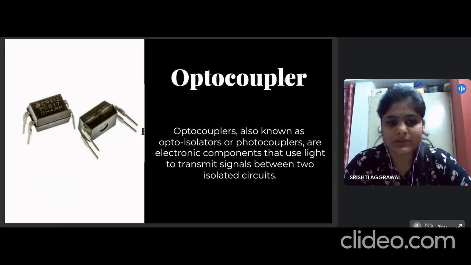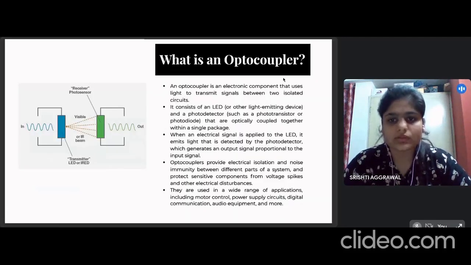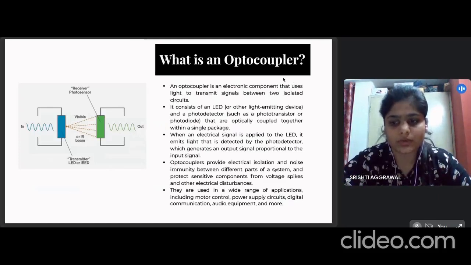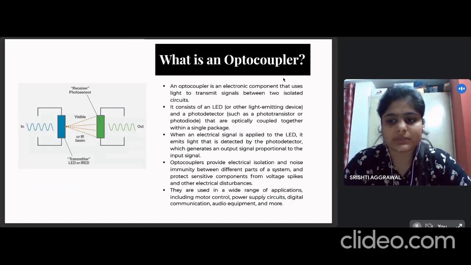Today I am going to present on the topic optocoupler. Optocouplers, also known as optoisolators or photocouplers, are electronic components that use light to transmit signals between two isolated circuits. What is an optocoupler? An optocoupler is an electronic component that uses light to transmit signal between two isolated circuits.